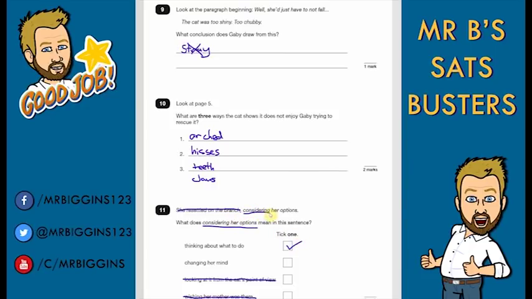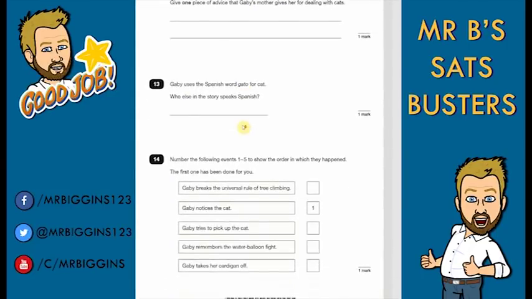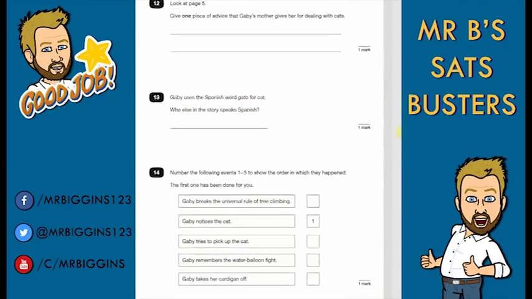Now, thinking about what to do and changing her mind, if you think, I'm not sure which one, we would go with thinking about what to do. Considering is a synonym for thinking. Okay, so she's thinking about her options. She's thinking about what to do. Doesn't say she changed her mind because she hasn't had a plan to start off with. So if she hasn't got a plan to start off with, she can't change it.